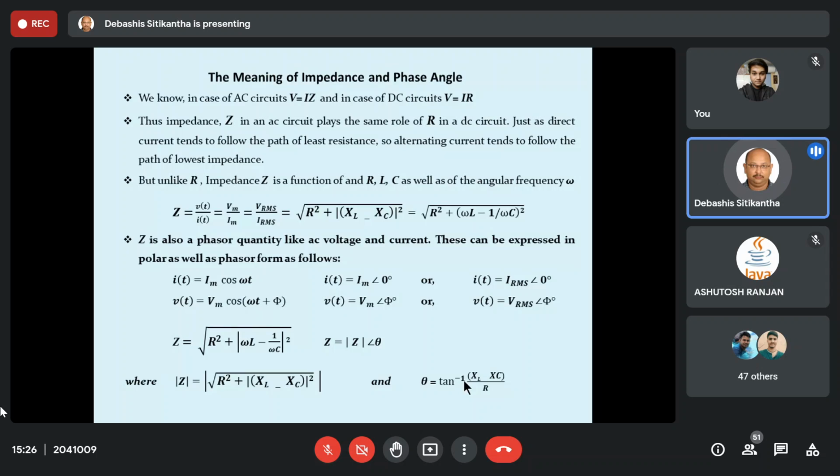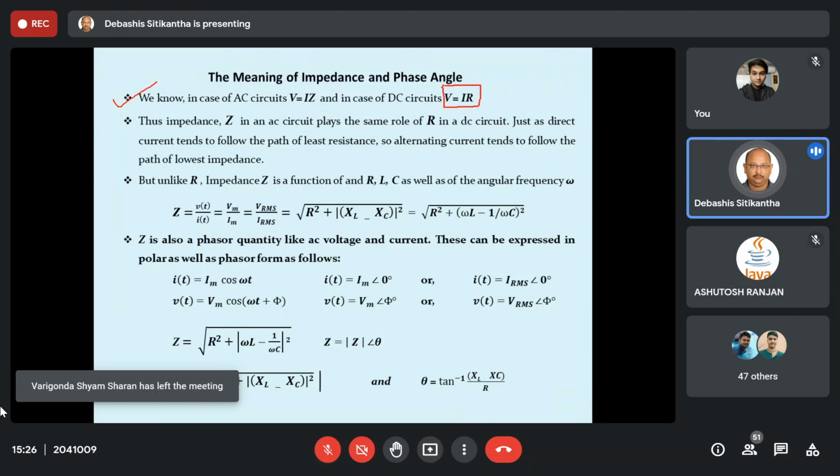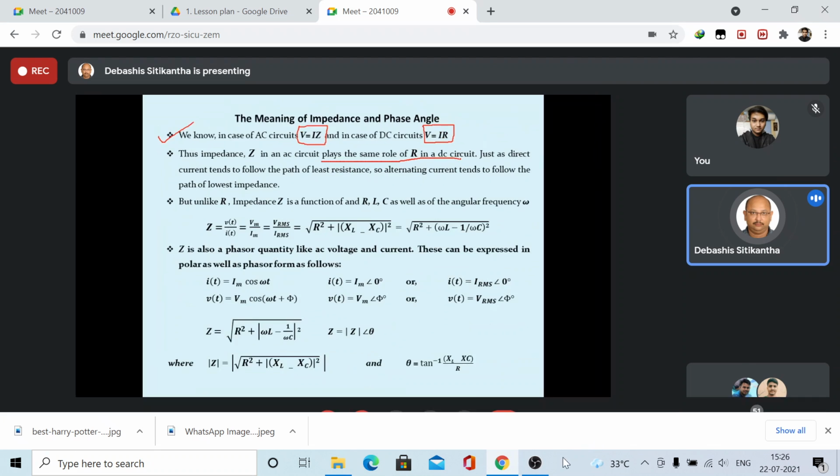Okay, now let us try to throw some more light on this impedance and this phase angle. By now we have studied what impedance is. Impedance is nothing but the net opposition offered in AC circuits. The first point is quite important. In case of DC, your V is equal to IR, whereas in case of AC circuit, your V is written as IZ. Now, Z in an AC circuit plays the same role as that of R in a DC circuit.